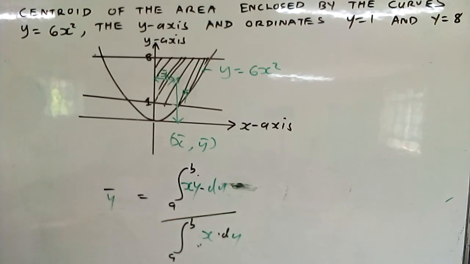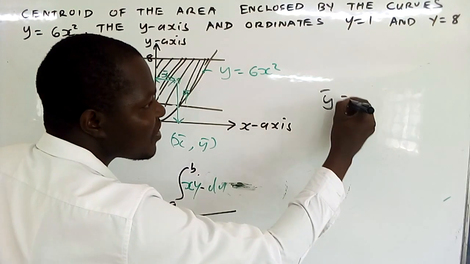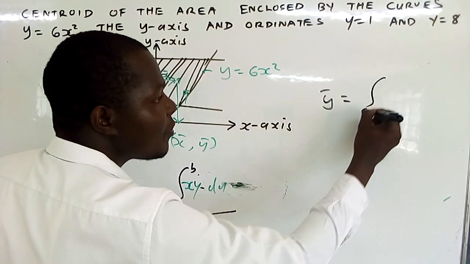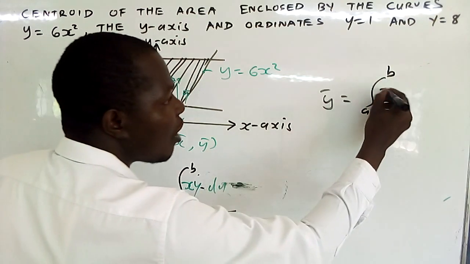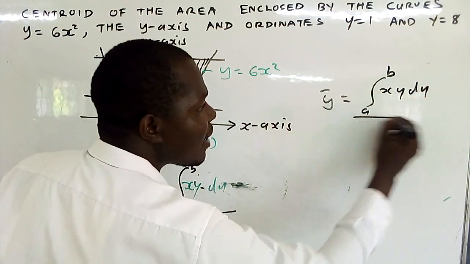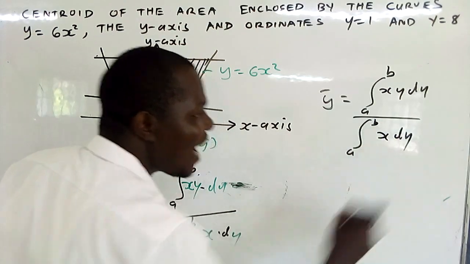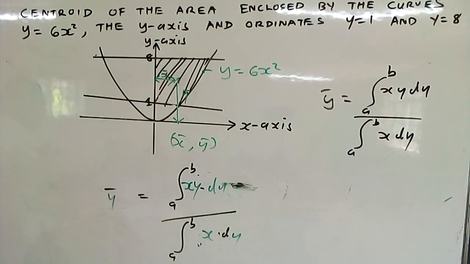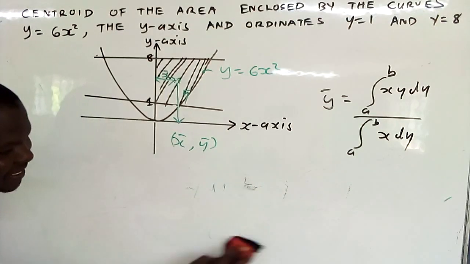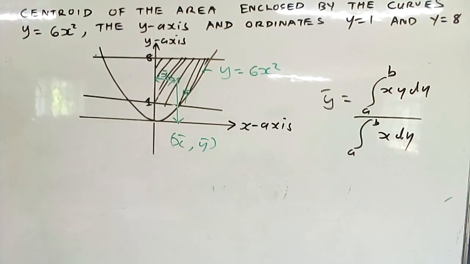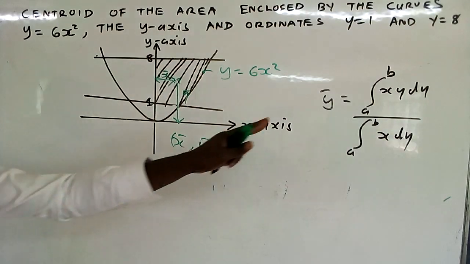So, we've seen clearly by definition that the y bar of the centroid is just we are integrating from a to b of xy dy over a to b of x dy. So let us now look for the x bar, isn't it? Yeah. Are we together? Yes. Good. Let us look for x bar. We'll see now we are going to get y bar.